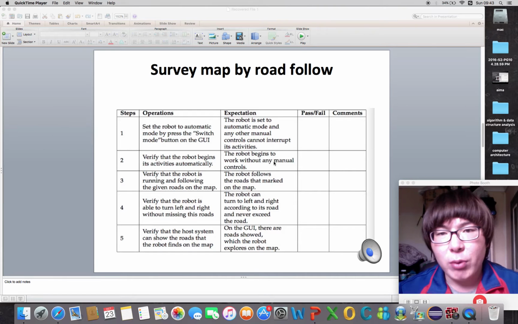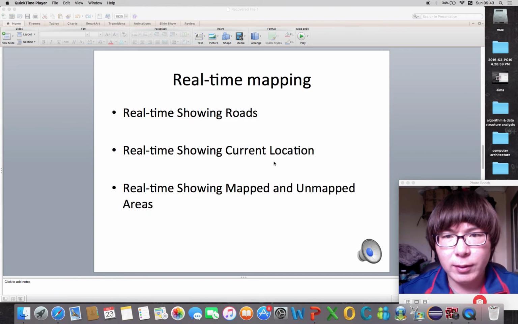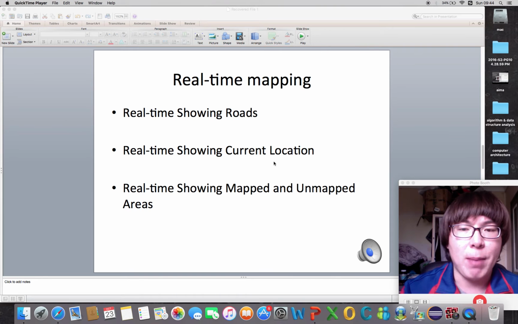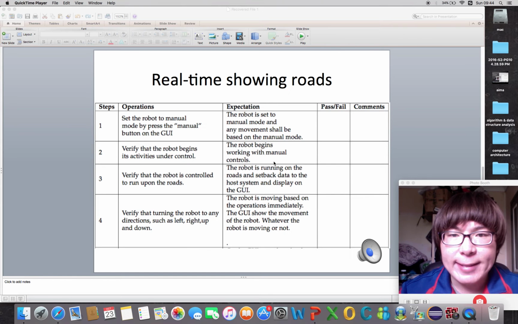Next, I will give a presentation about the real-time mapping. Real-time mapping is also divided into 3 parts. The first one is real-time showing roads. The second one is real-time showing current location. The third one is about showing mapped and unmapped errors. Sorry, and the real-time showing roads is also regarded as an example I am showing to you.